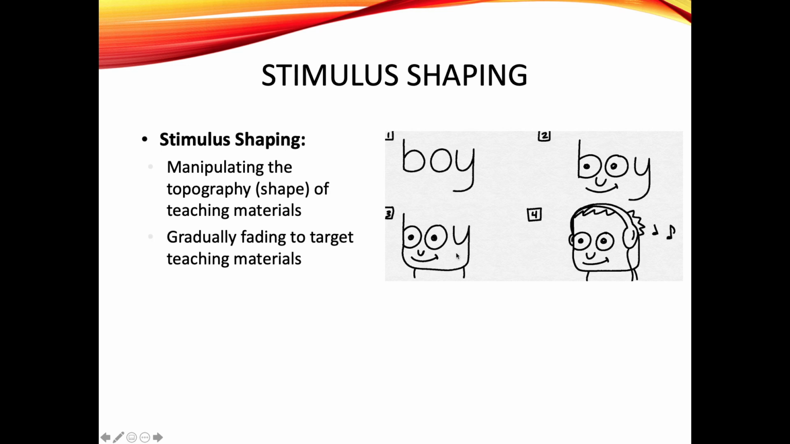And now you have this. So now if you notice, you have the features of the letters, right? So it's sort of a prompt. Let's just say 10 trials correct. We move to this, right? 10 trials correct. Now we get here. So that's stimulus shaping.